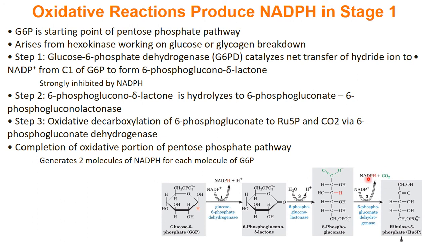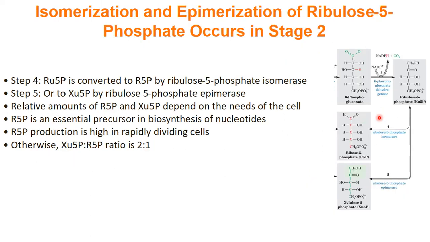Step 3, we're making another NADPH. We're doing another dehydrogenase. So you can see here, when we're doing dehydrogenase enzymes, we're making NADPH. So 6-phosphogluconate is made into ribulose 5-phosphate. And the enzyme that's doing this is 6-phosphogluconate dehydrogenase. So for every molecule of glucose 6-phosphate that goes into the pentose phosphate pathway, we get 2 molecules of NADPH out. All right, so phase 2 or stage 2 is isomerization, epimerization.